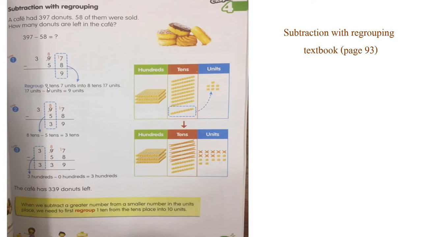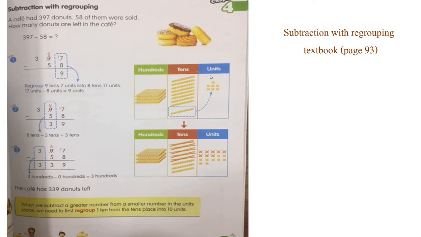So you have to regroup the 9 tens and 7 units into 8 tens. Regrouping means you give one of these sticks to the units place, so you can subtract some from it. Okay, so we regroup. This one was with this group, but now I will regroup it with the next place, which is the units place. I will give it. And remember, we always borrow from a bigger place.